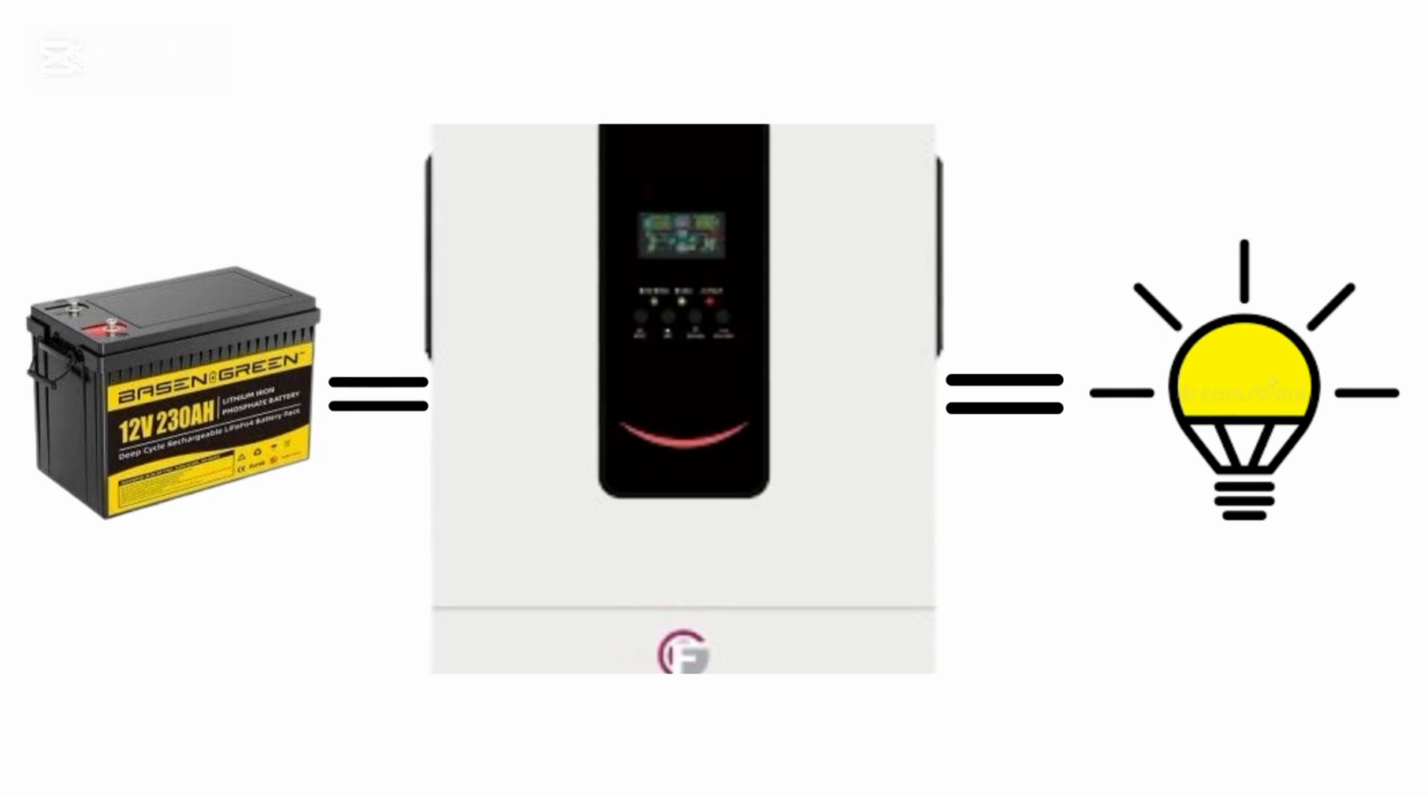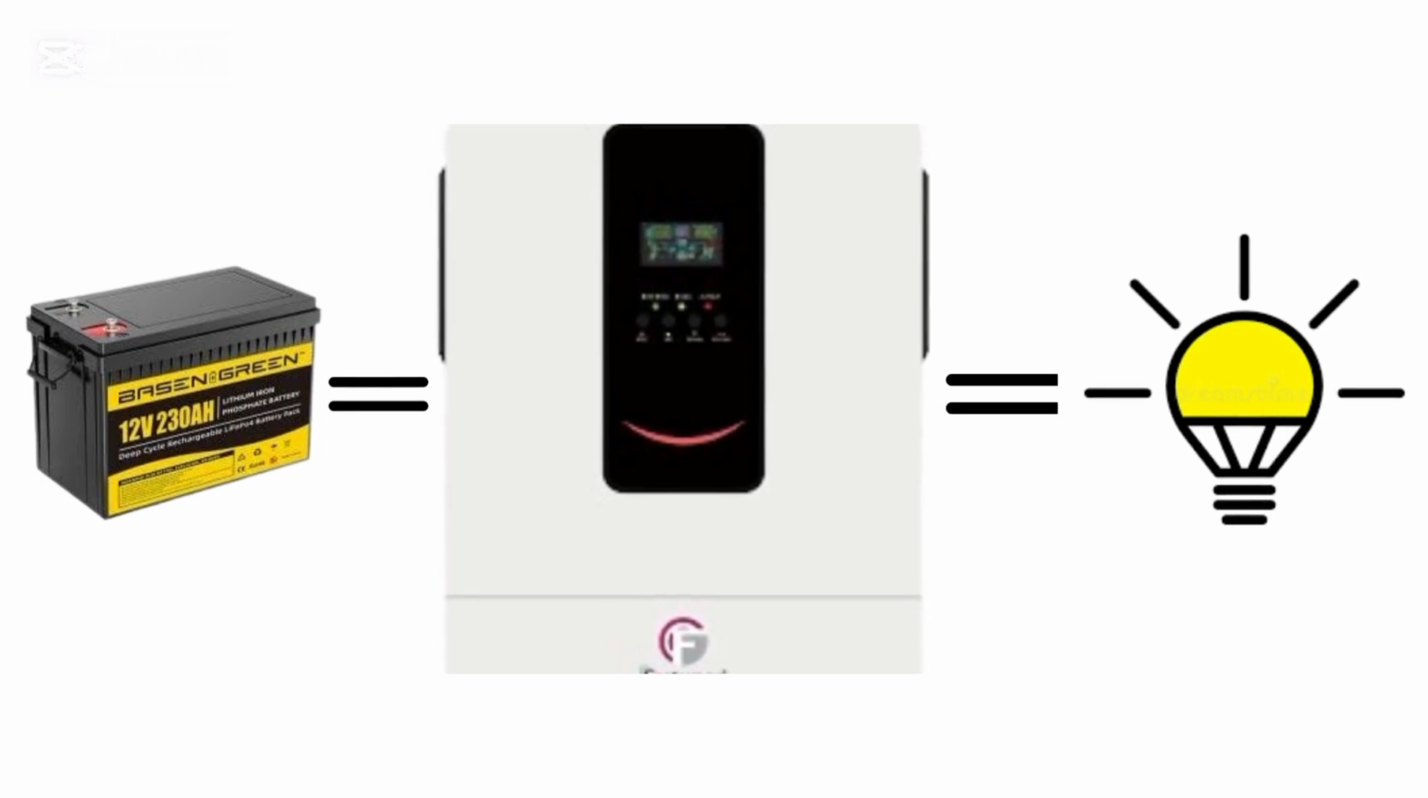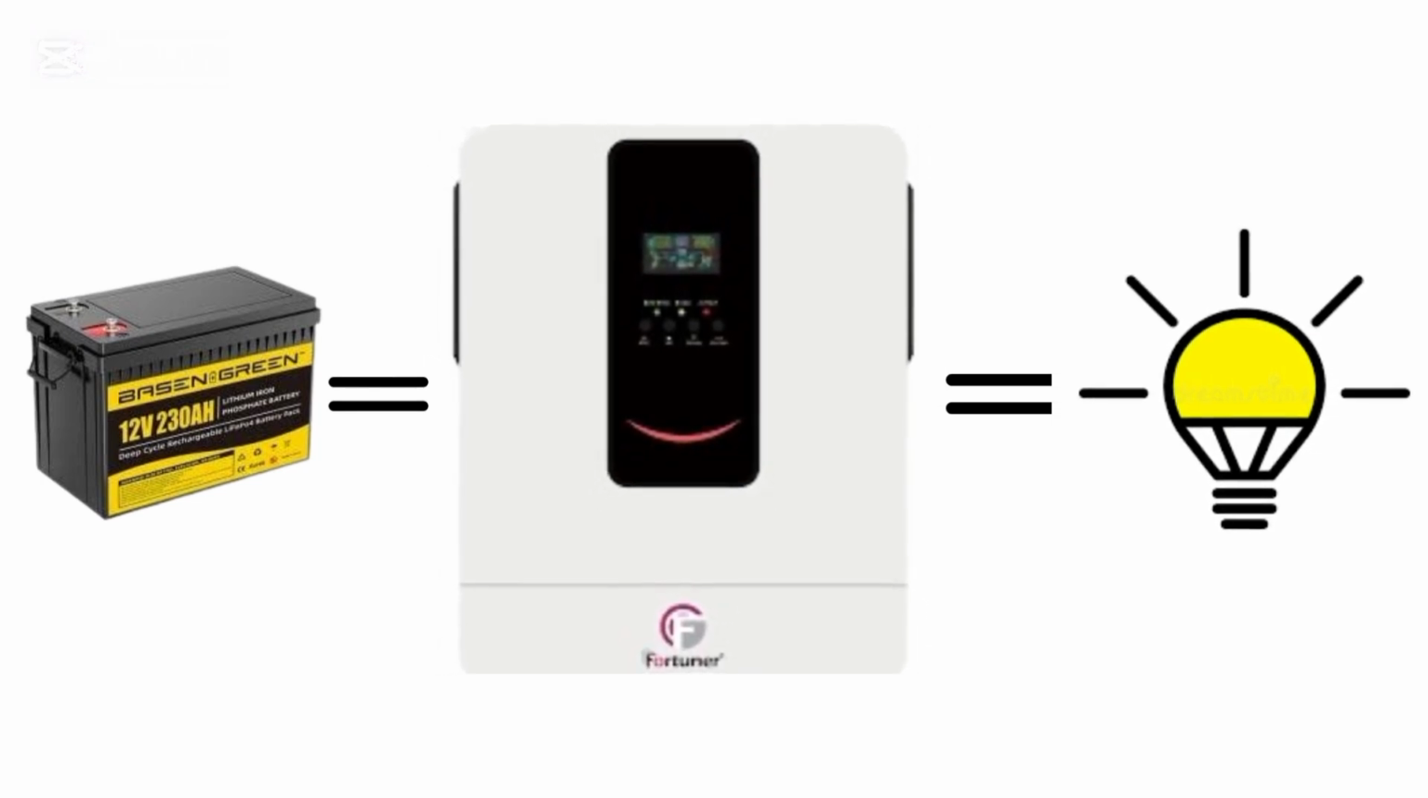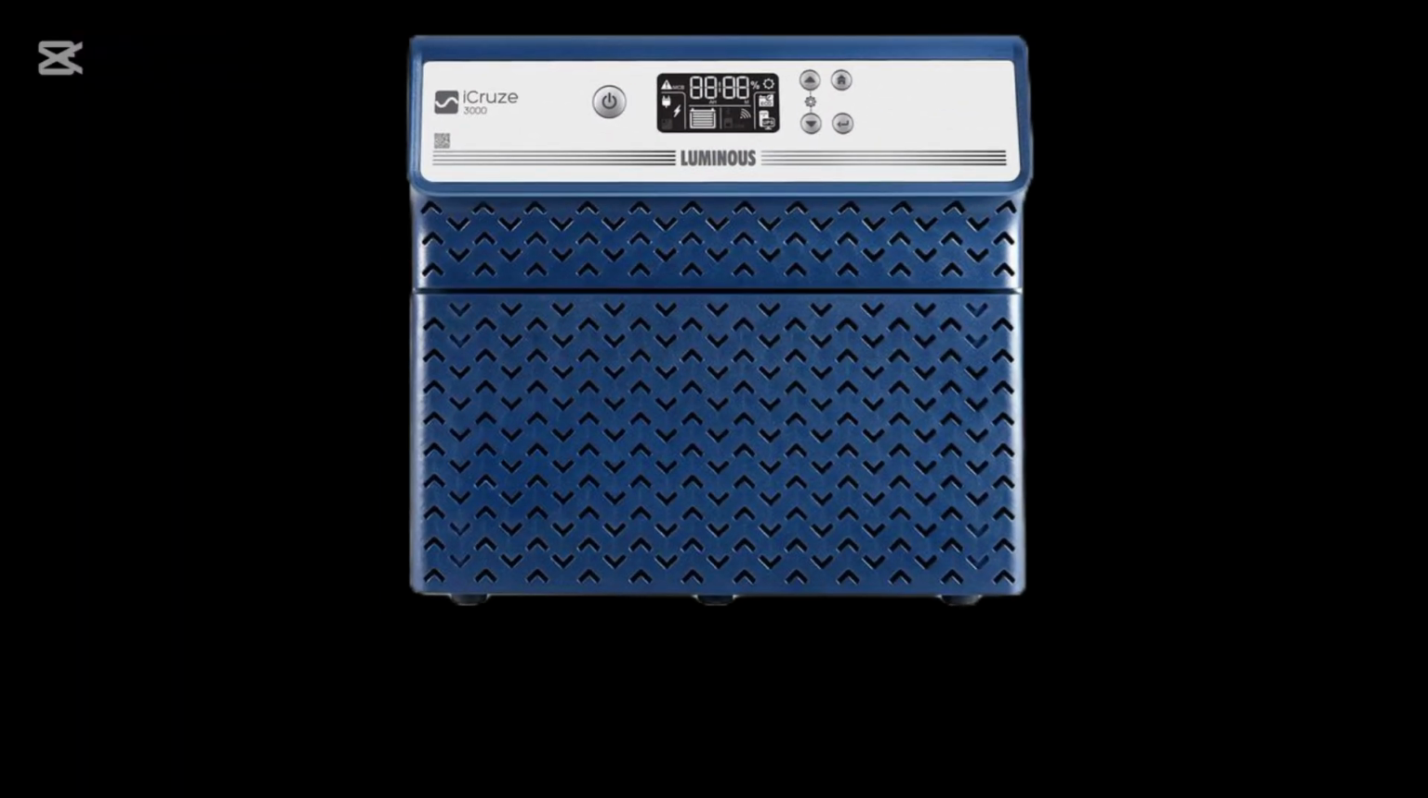Here is a 12-volt battery on one side and an AC bulb on the other side with an inverter in between. It's a middleman. We are going to explain how an inverter works from the basics.